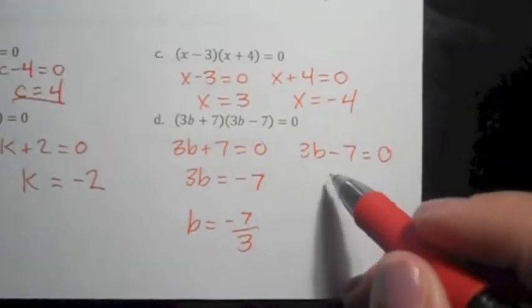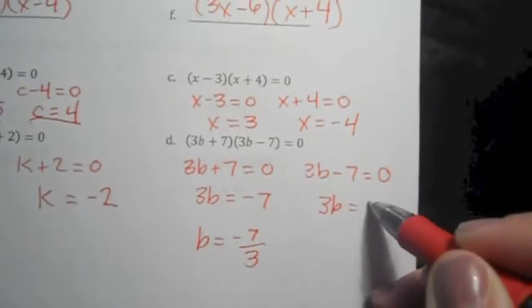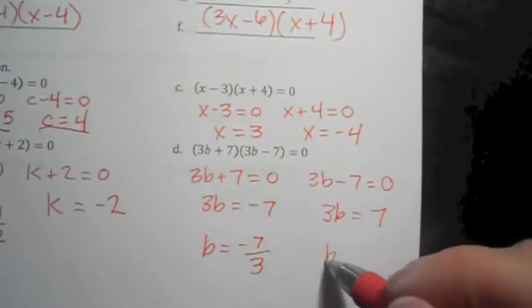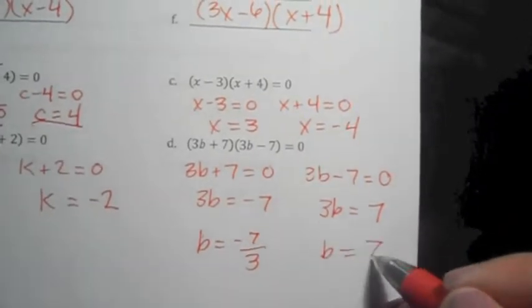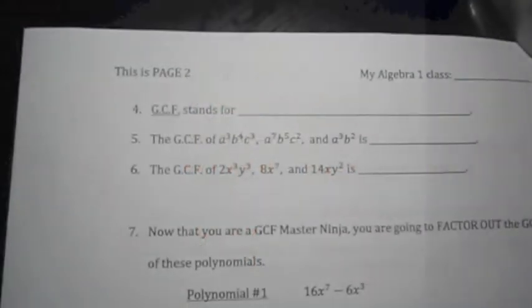Okay, same thing over here. We're going to send that negative 7 to the other side, which is going to make it a positive 7. Trying to get b by itself, so we divide by 3. And that's 4.